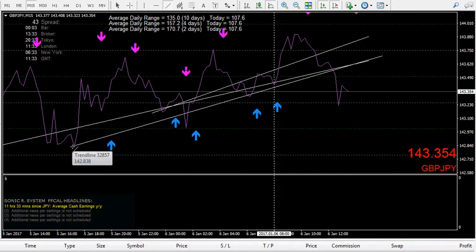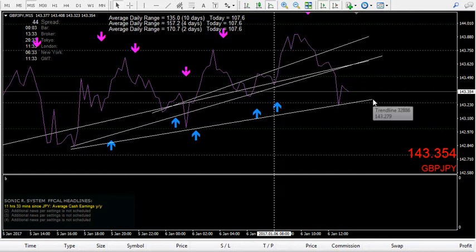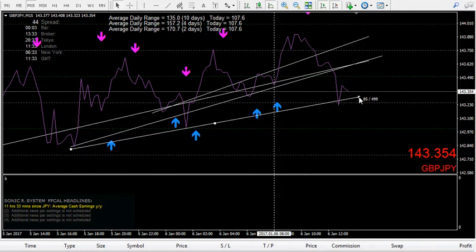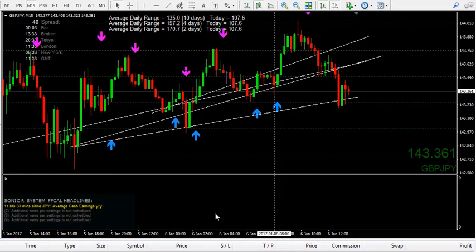I joined that one to that one, and as you can clearly see, the price smacked it. I had to tighten that up, so that joins those two there. So once price had broken through here, I was happy to target this area here, and this is just experience talking now.